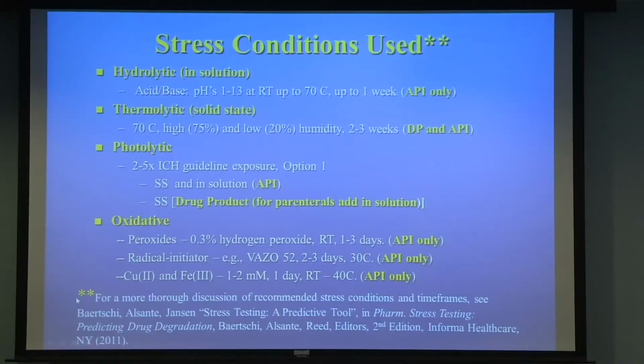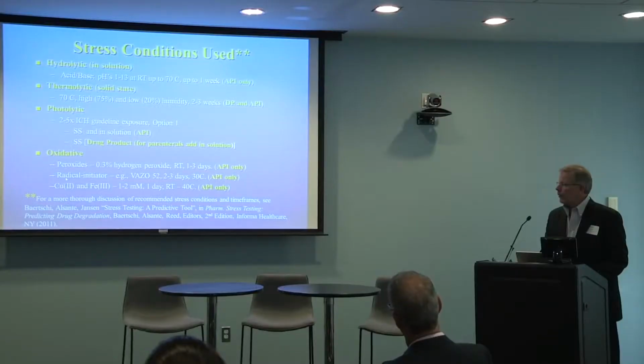And for oxidative, this is where most companies that I run into have holes in their procedures. Most people do a peroxide stress, something like 0.3% hydrogen peroxide, room temperature, 1 to 3 days. We would only look at that for the API. But I recommend that you're leaving big holes in your study if you don't use a radical initiator and if you don't do transition metals. But the two most important ones are peroxides and radical initiation.